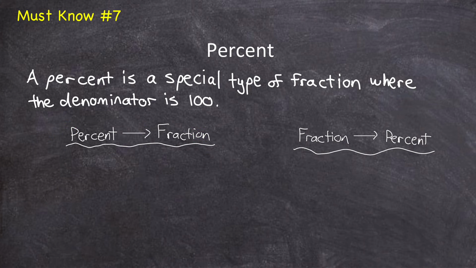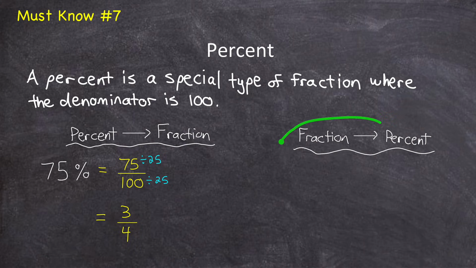So let's say we had 75%. This percent symbol means that we have 75 parts per 100. So I could write this as a fraction as 75 over 100. And then that fraction can be reduced. The greatest common factor between 75 and 100 is 25. So I can divide both the numerator and denominator by 25. And that would give me the equivalent but reduced fraction of 3 over 4.